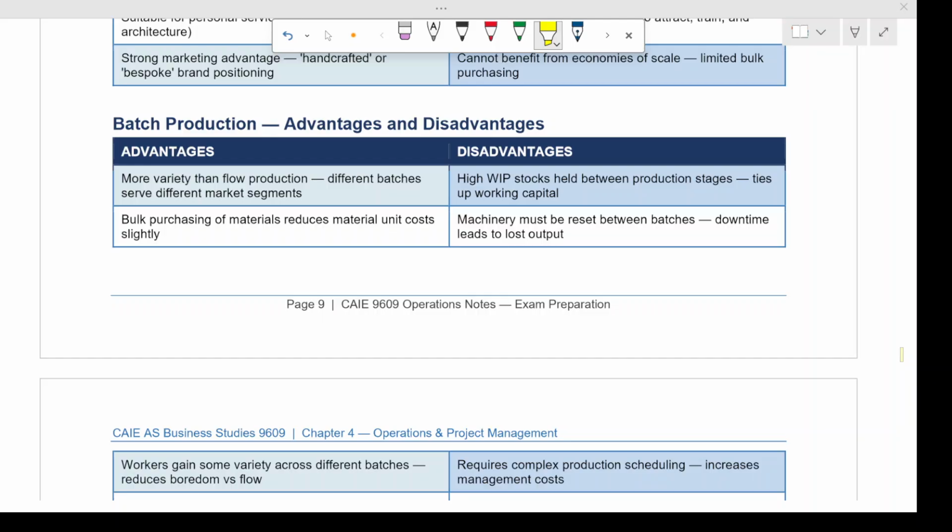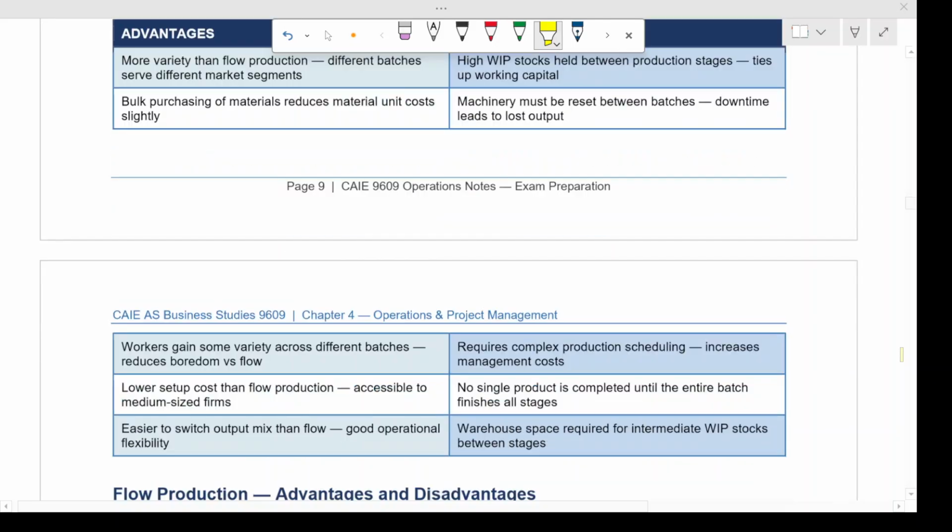The second one is bulk purchasing of materials reduces material unit cost slightly. Unlike job production, where we made each unit individually, in this case, we can bulk purchase and get a slight discount, which is not as much as flow production because everything is the same in flow production. In this case, for each batch, we might get a different sort of discount, a slight discount, which would decrease the unit cost and increase our margins.